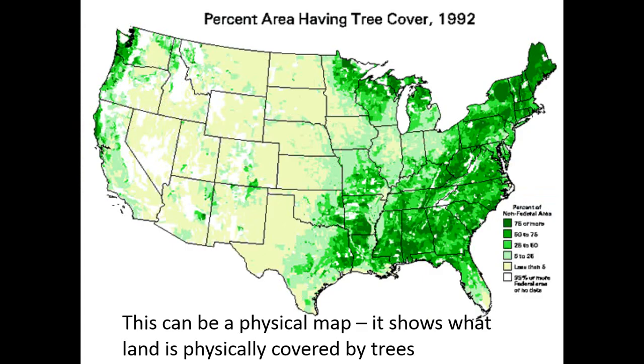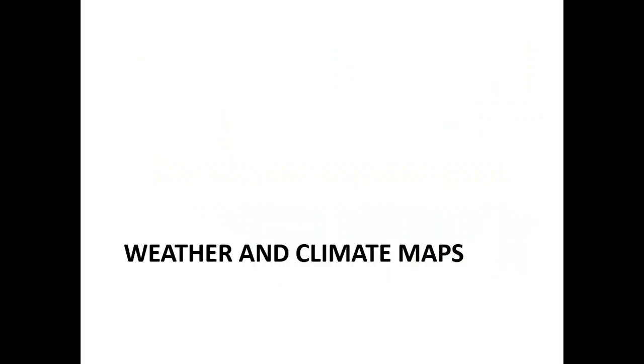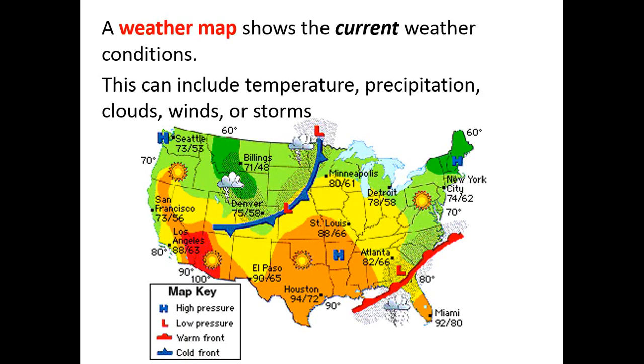So think about this, percent tree cover. This tells you how much of the land is covered by trees. So if you physically went to that place on this map, you would see a certain amount of trees. It is a physical map because it shows you what the land physically looks like. We will be talking a lot about weather and climate maps, and they're kind of a type of physical map because they do tell you what's physically going on.